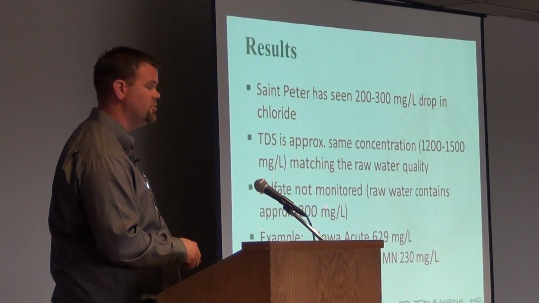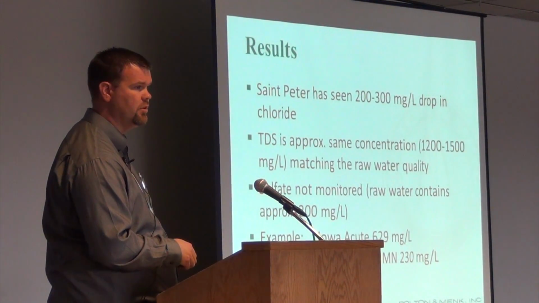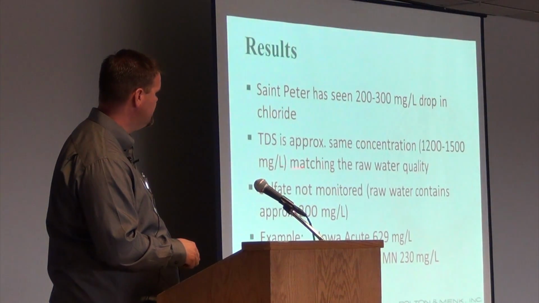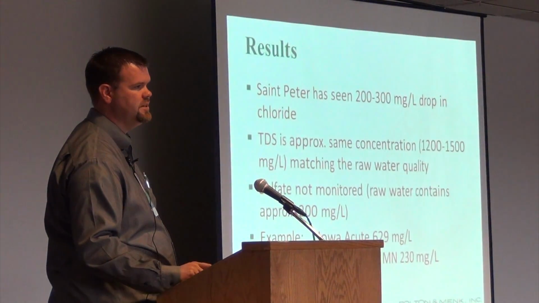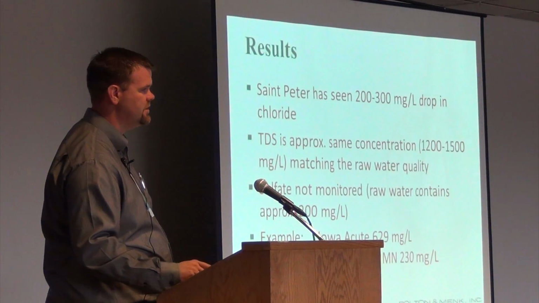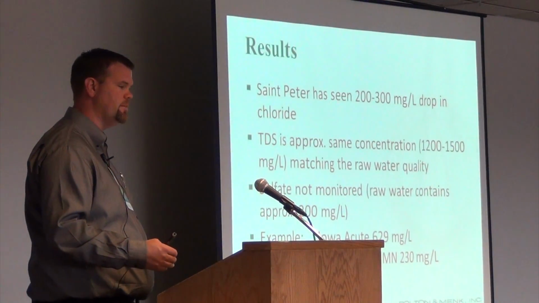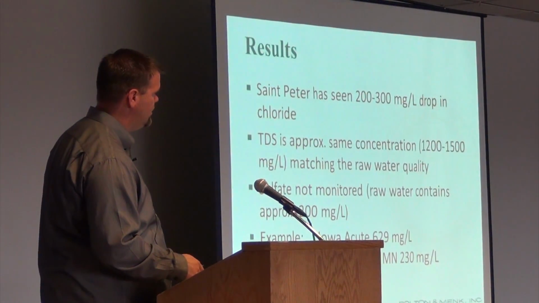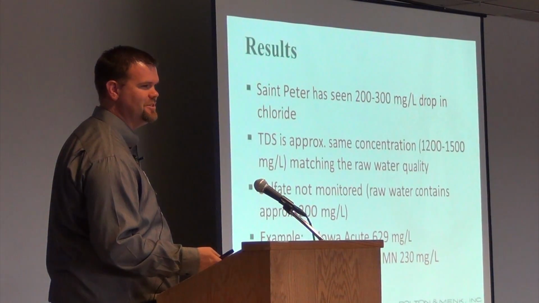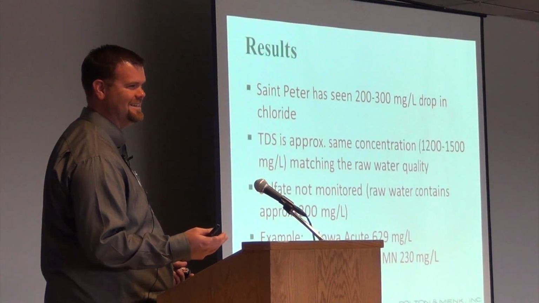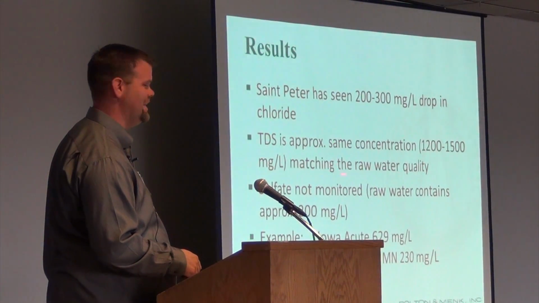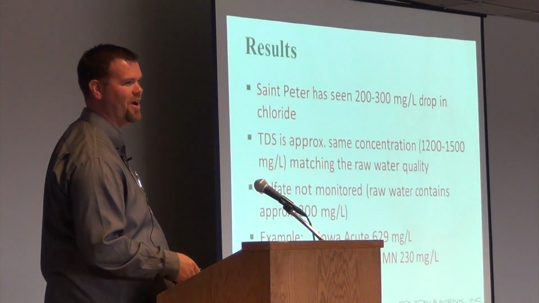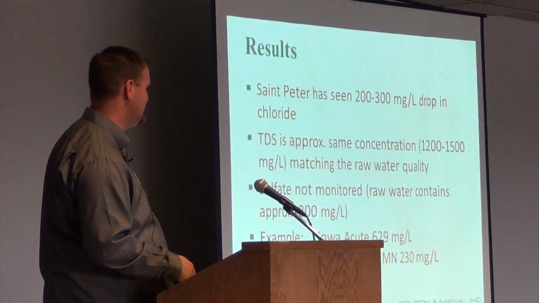We weren't monitoring for sulfate, so I don't have a sulfate example. The TDS stayed approximately the same. Now, TDS chlorides are part of the TDS, and you would have thought that those would have also dropped by about the same amount. However, the new wells that we drilled up at this new plant were higher in TDS to begin with, so it basically matches the new raw water quality that we have. So we didn't see that same drop in TDS.